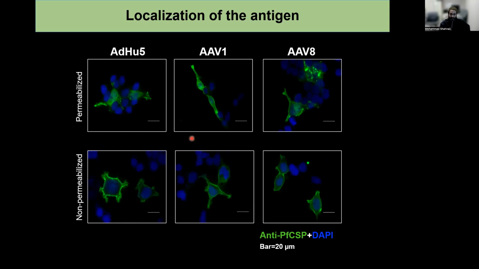So this is another one. As I told you before, I used the BSG G protein. Therefore, you can see the surface expression of the PfCSP protein is potently expressed in the surface membrane. So that's the target, and that's well done. Now our vaccines are ready for testing in the animal model.